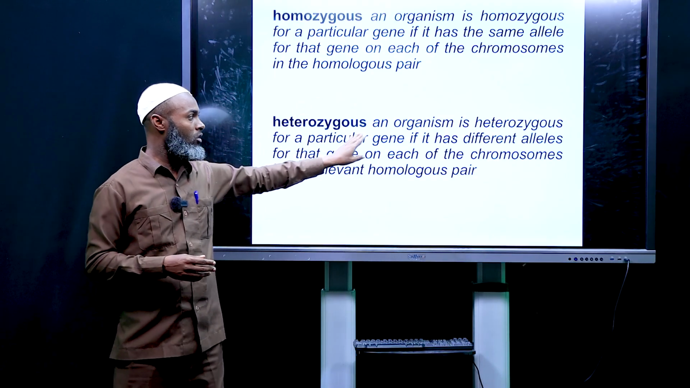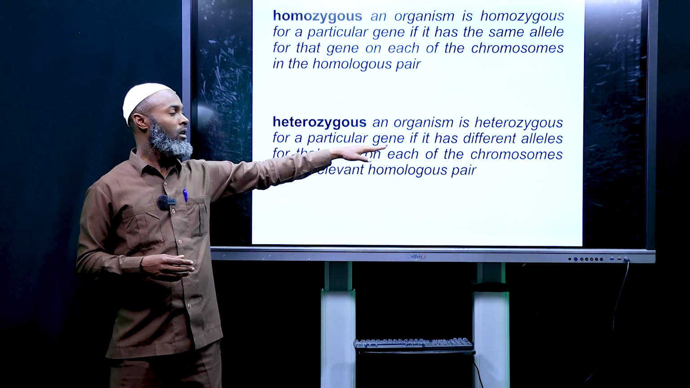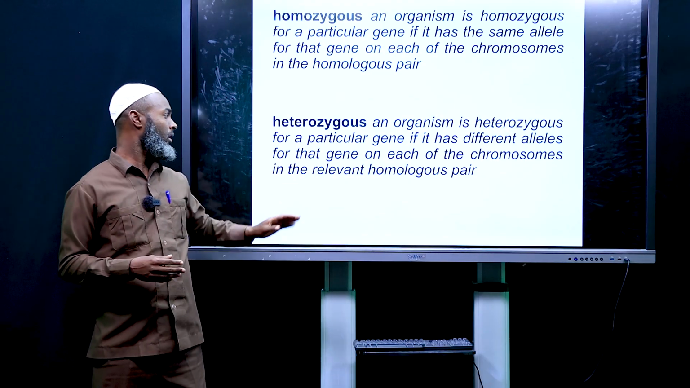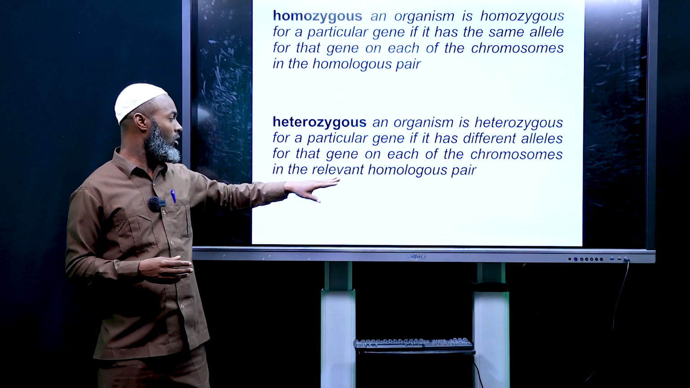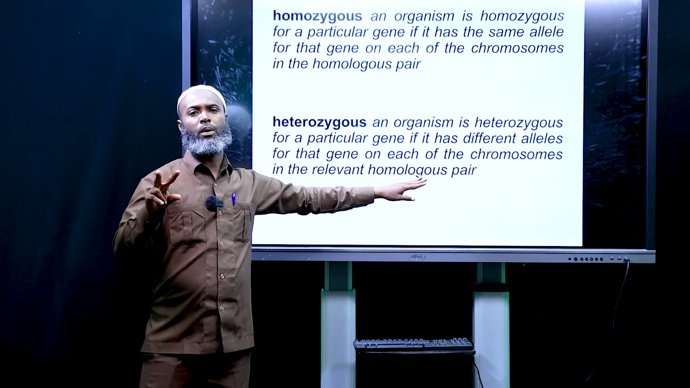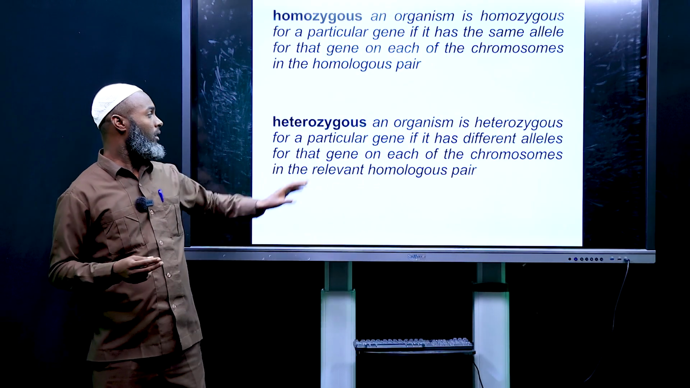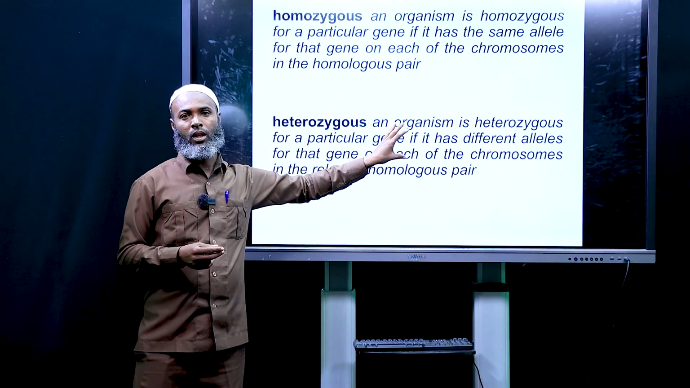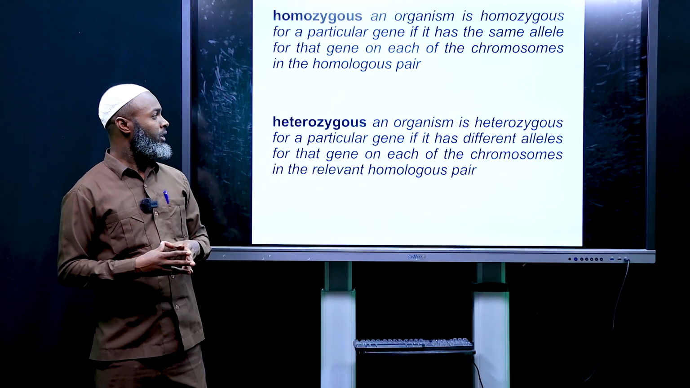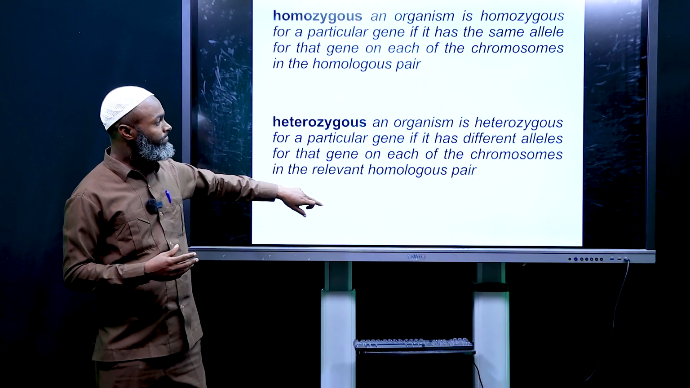hetero means different. An organism is heterozygous for a particular gene if the gene has different alleles. For the gene on each of the chromosomes in the relevant homologous pair, they are found in a pair. If one of them is different from the other, then it's known as a heterozygous allele or heterozygous gene.